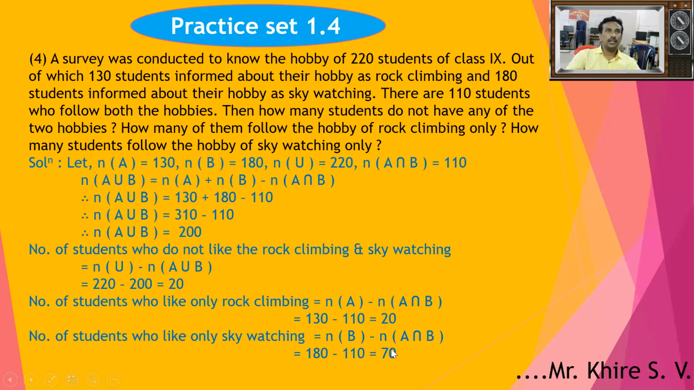Next and last question is about this figure. Figure is given. You know, U means universal set. A and B are the two sets which contain some elements. Now, observe.